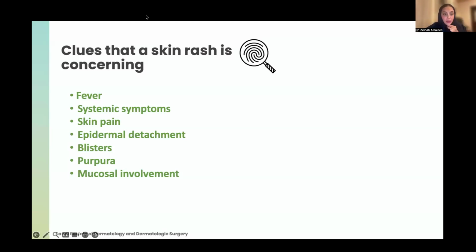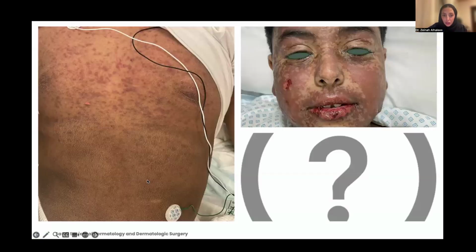Perfect. So skin pain. Skin pain is very, very important, and I want you to remember that this is an important skin symptom, okay? Epidermal detachment, obviously, mucosal involvement, blisters, and purpura. Those are all important signs that the rash is quite concerning. So let's start with the first case.